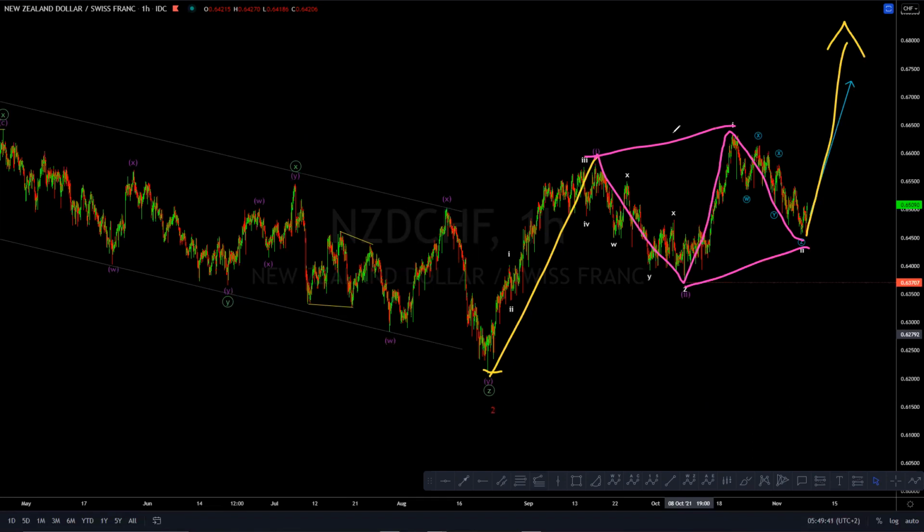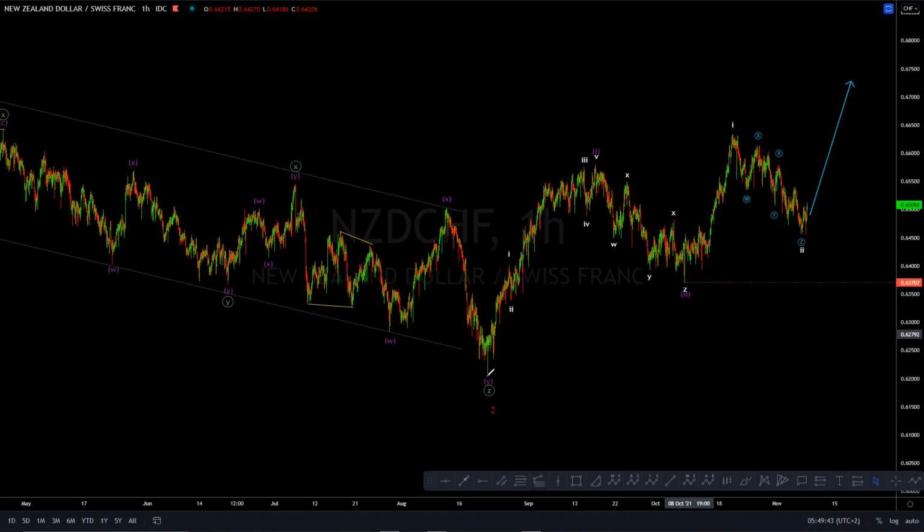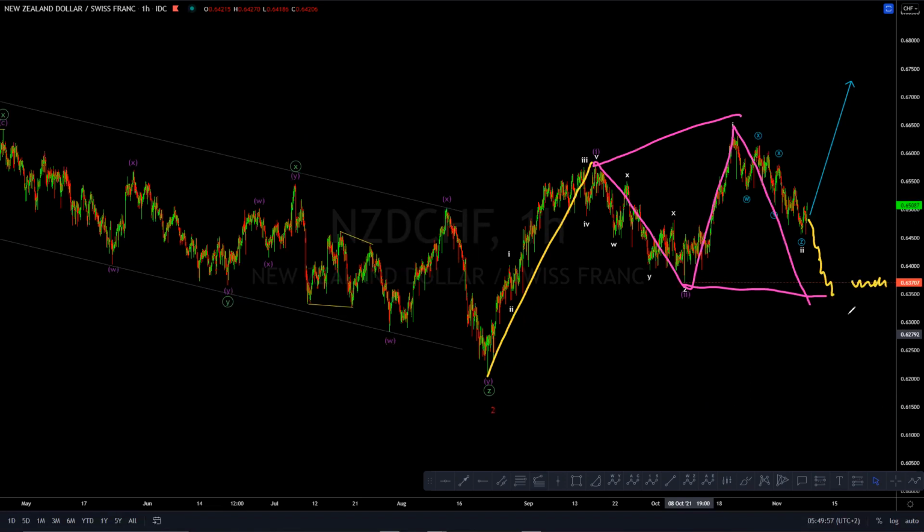However, one can also look at it as a 1 like this, but looking at this as a possible expanding flat correction, in which case we would expect more downside to break below this red dotted line here, or this low here, before we can see a continuation to the upside, right?